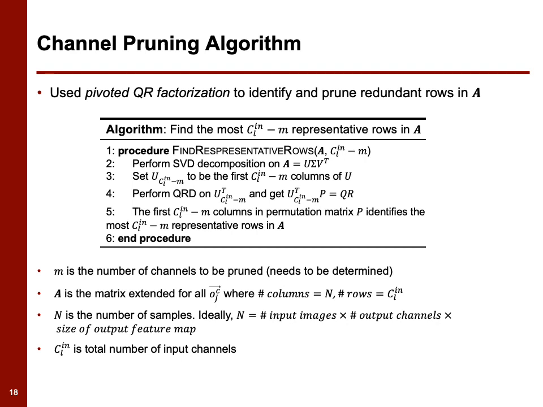The input of the algorithm is the matrix A and M, which is the number of redundant rows that need to be identified. Here we assume we know the value of M, and I will explain in the experiments how M is determined. The output is the indices of the identified redundant rows, which is equivalent to the indices of the input channels that can be pruned.